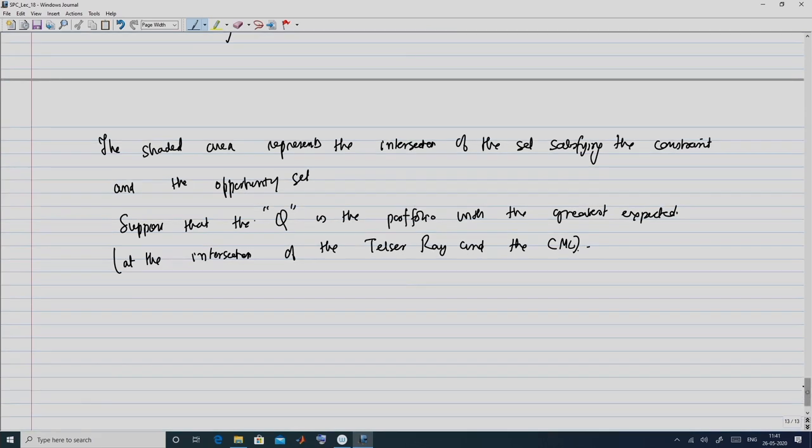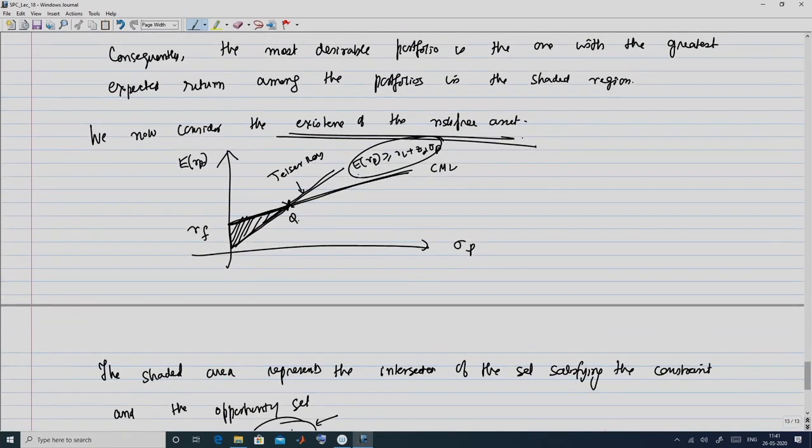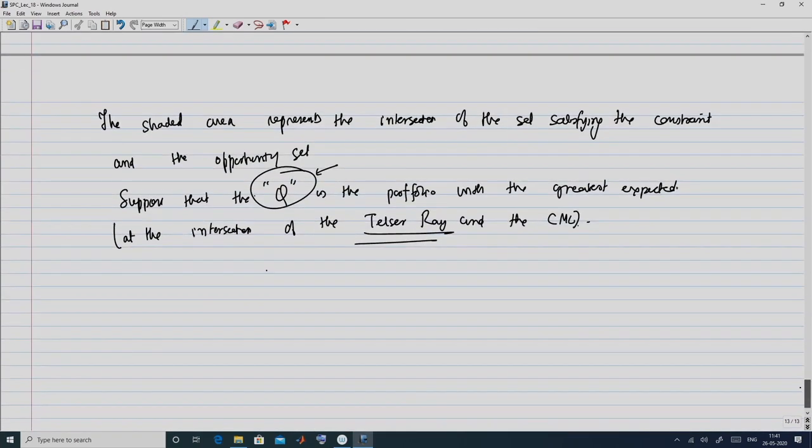So here I identify this with K. So we make this observation. Now we say that now what? So accordingly, if I identify this with Q, since this lies on the Telser ray, obviously it will satisfy the Telser relation of ERP is equal to RL plus Z alpha sigma p.